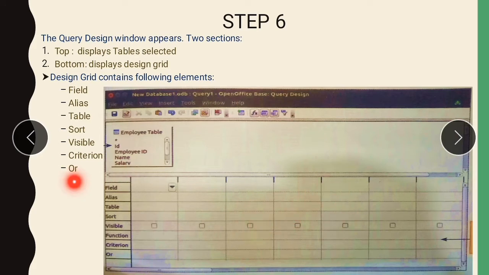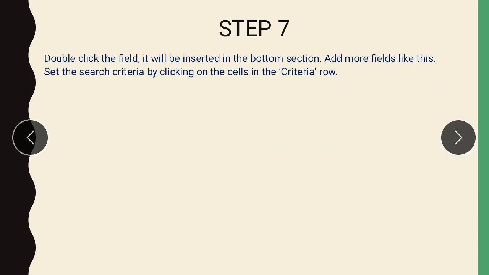And the next one is or. Or specifies multiple criteria to filter the rows into the query. If you want to specify more than one criteria, you can specify in the last row, that is or.